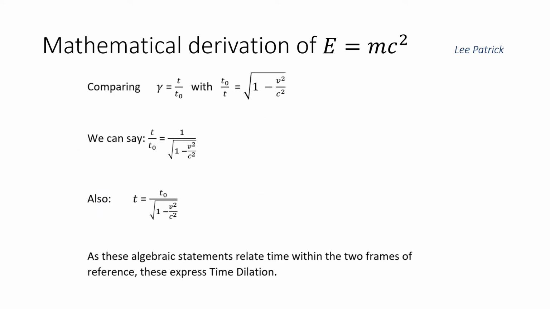Comparing gamma equals t over t0 with t0 over t equals the square root of 1 minus v squared over c squared, we can say t over t0 equals 1 over the square root of 1 minus v squared over c squared. Also, t equals t0 over the square root of 1 minus v squared over c squared. As these algebraic statements relate time within the two frames of reference, these express the concept of time dilation.